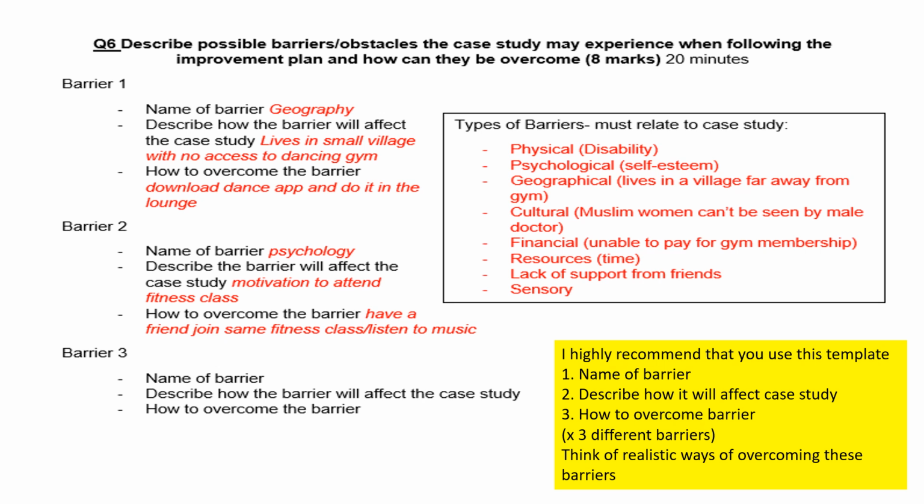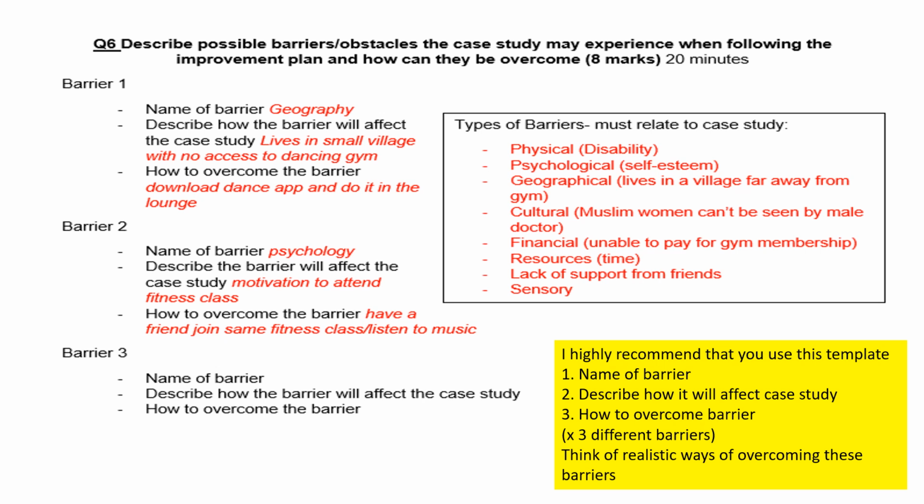For example, you name the barrier. So geography could be a barrier in this case. How will it affect the case study? Well, he lives in a small village, no access to a gym or no access to many facilities. And how can he overcome the barrier? You've got to give ways of how you would overcome the barriers that he may be facing in an isolated village, for example.